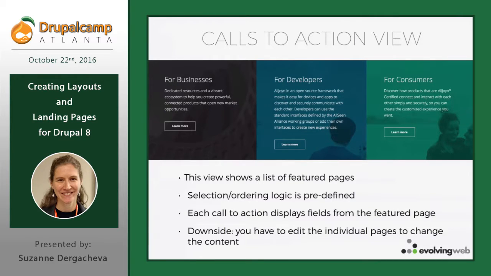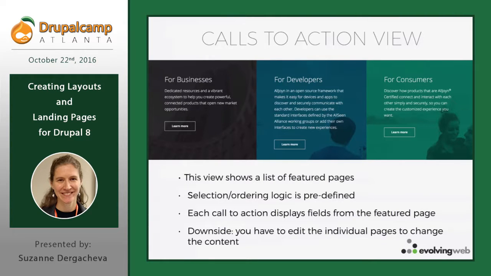So the calls to action view is pretty straightforward. This would be useful if you had 3 pages on your site that you could identify as featured pages and use a filter in views to indicate that these are the ones you wanted to show. If the selection and the ordering logic is predefined, then it's super easy to create this. Otherwise, you might have to create some kind of interface for the administrator to reorder the content or select it.